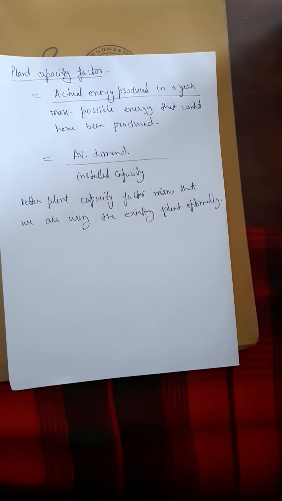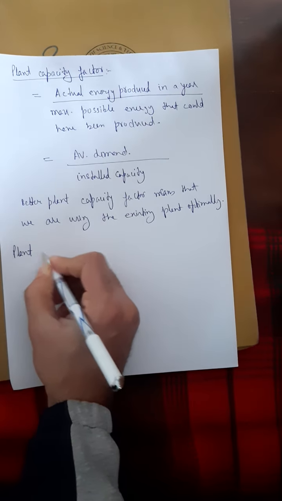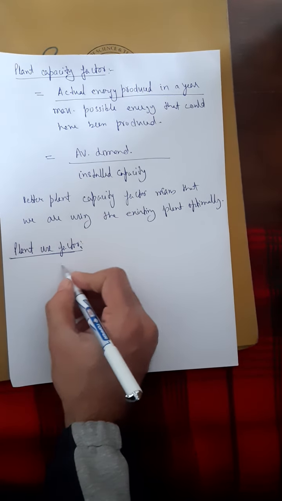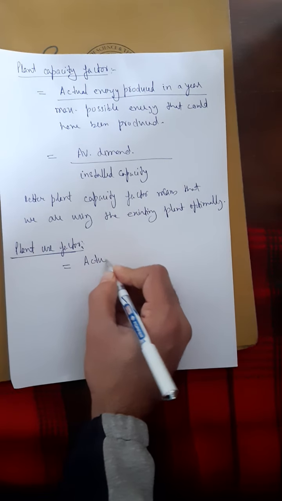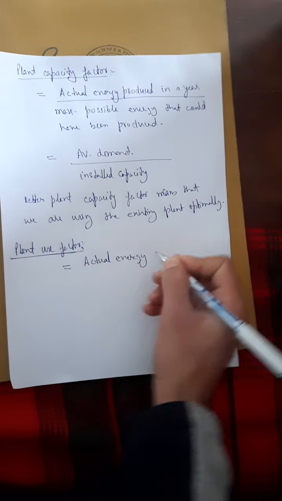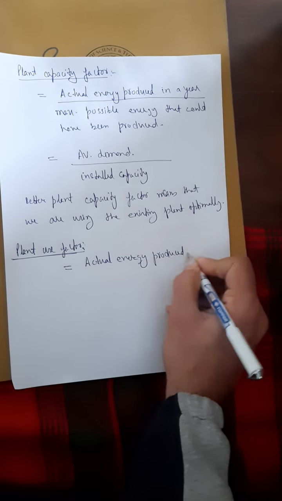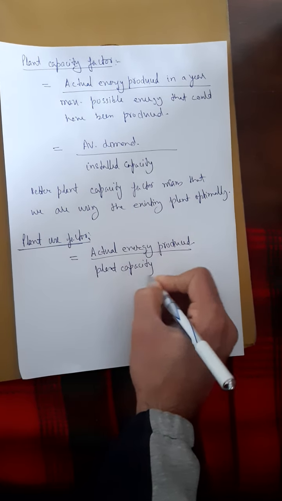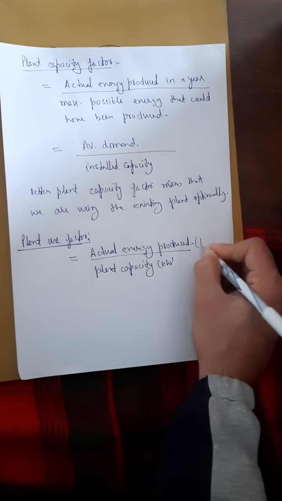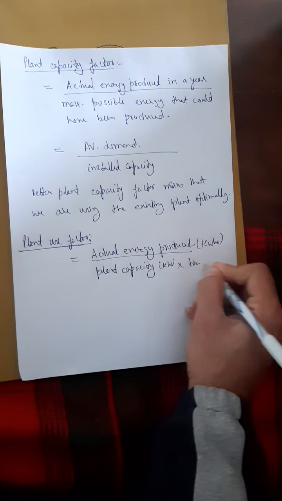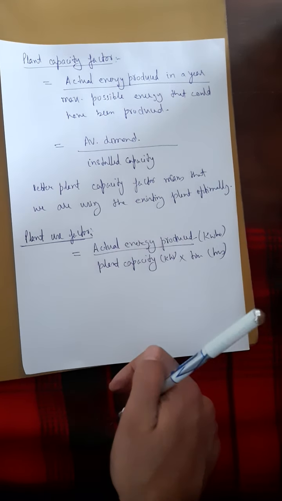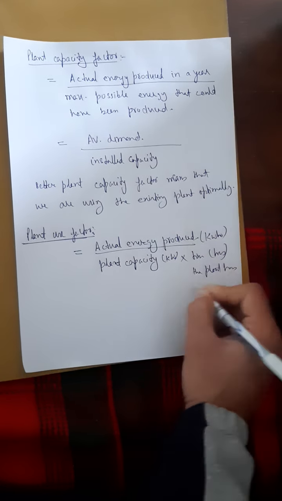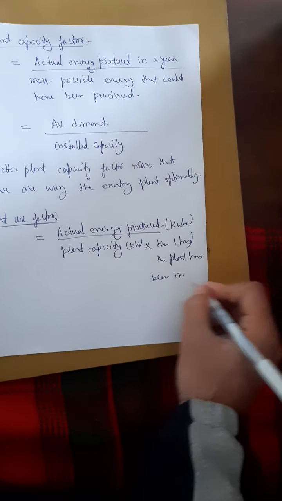Okay, so next is plant use factor. This plant use factor is defined as actual energy produced in kilowatt hour, divided by plant capacity in kilowatt multiplied by time in hours, the time in hours for which the plant has been in operation.